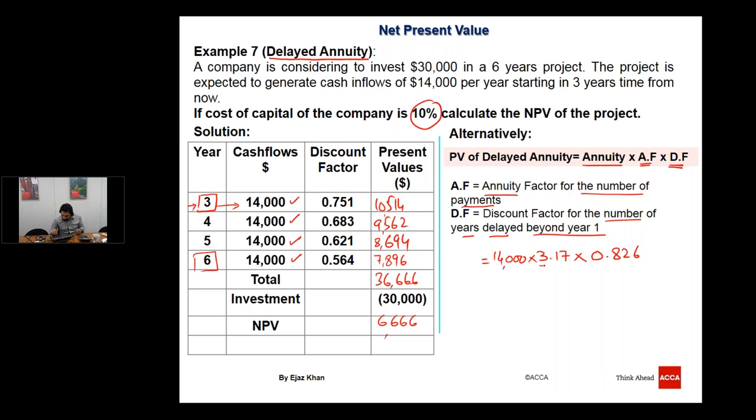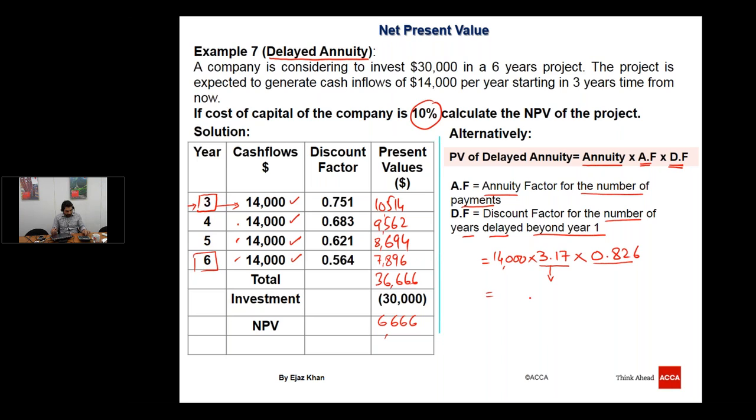So first we need to take the annuity factor and then we need to take the discount factor. The annuity factor should be for the number of payments, that is 1, 2, 3, 4. So according to this project, there are 4 payments. Therefore, we'll take 4 years annuity factor and then multiply with the discount factor, which should be equal to the number of years delayed. Usual annuity starts from year 1, whereas this one is starting from year 3. So there is a 2 years delay in the first payment. So we'll multiply it with 0.826.